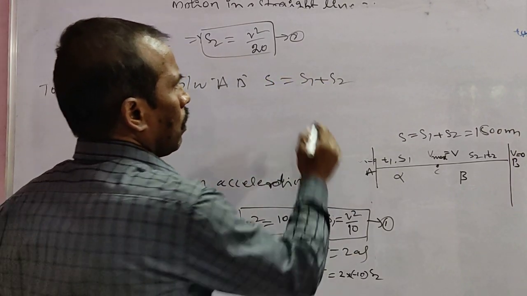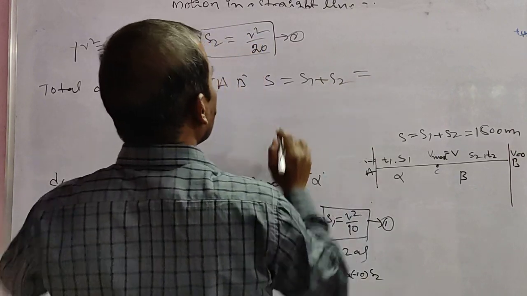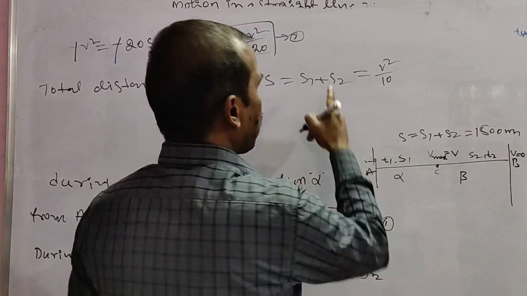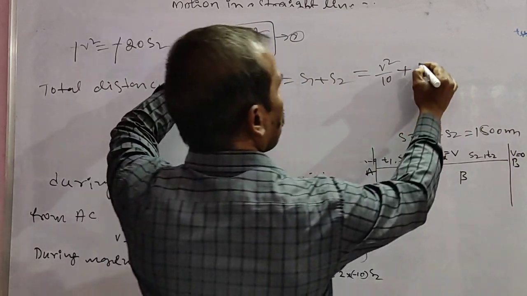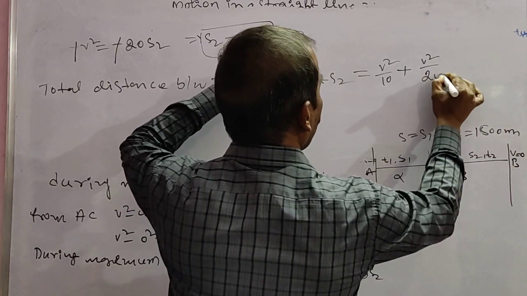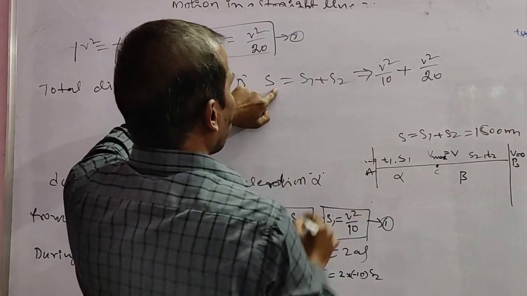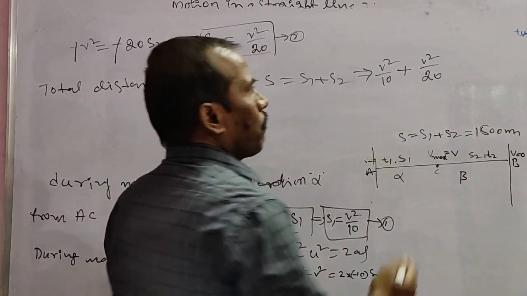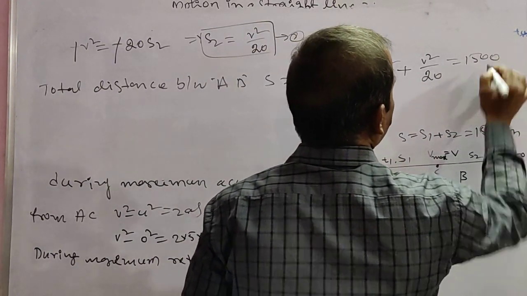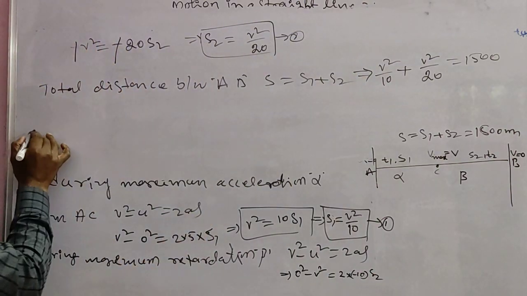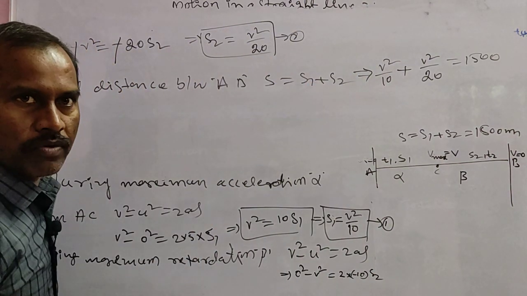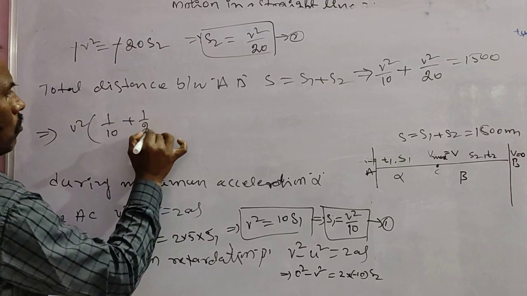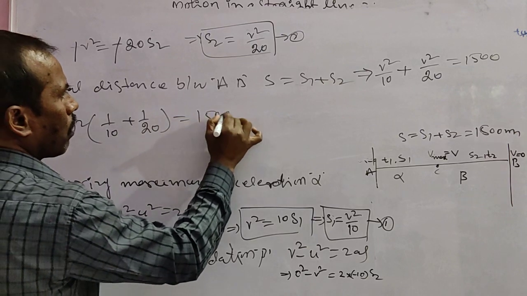Substituting the values, S1 is equal to V square by 10 plus S2, which is V square by 20. So S is equal to S1 plus S2, which is equal to 1500 meters. Now simplify: V square is a common term, so V square into 1 by 10 plus 1 by 20 is equal to 1500 meters.